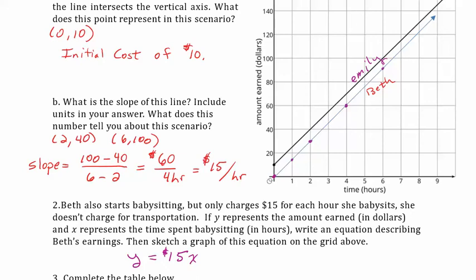Doesn't ask us that, but I'm asking you. What is the slope of Beth's line? It's the same thing, right? It's still going up $15 for every hour, up $15 for every hour. All right, so if Beth has the same slope as Emily, then these lines are going to be parallel.